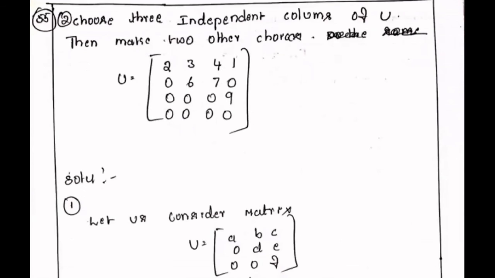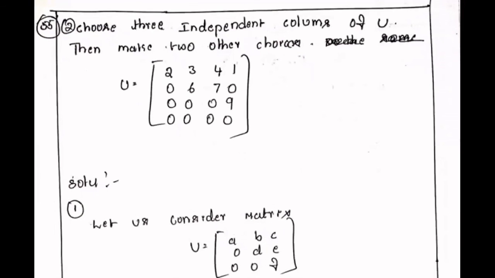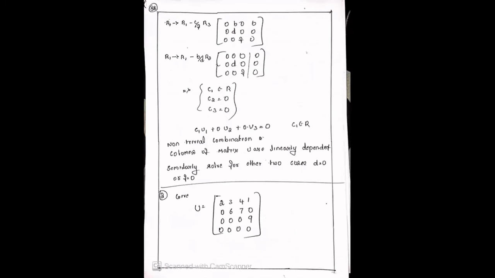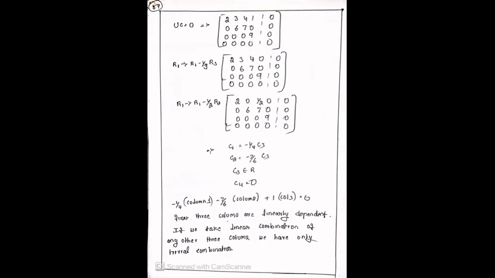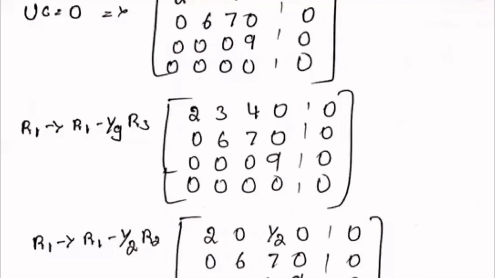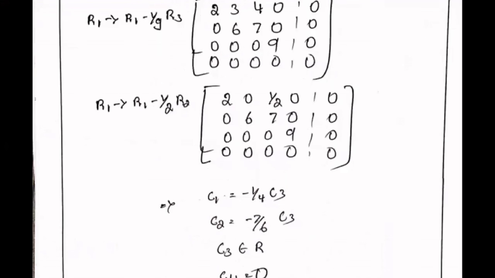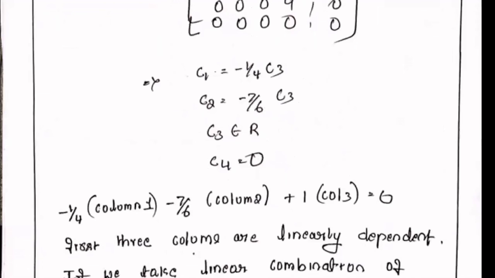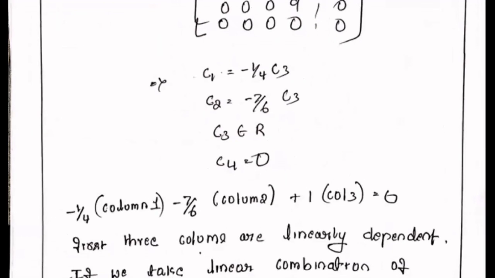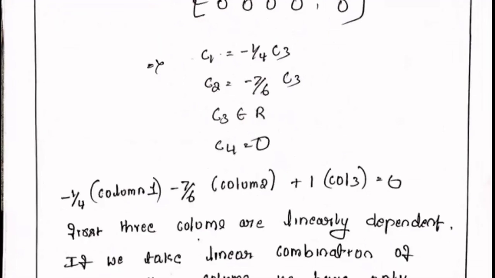The second assignment question is this: choose three independent columns, then express the other 2 columns in terms of these. What we have done here is try to find out the values of C1, C2, C3, and we got something. Considering all the 4 columns, you got some values, right? If C3 is 1, it becomes minus 1 by 4 and minus 7 by 3. Since the values of C1, C2, C3 are not all equal to 0, this becomes dependent.